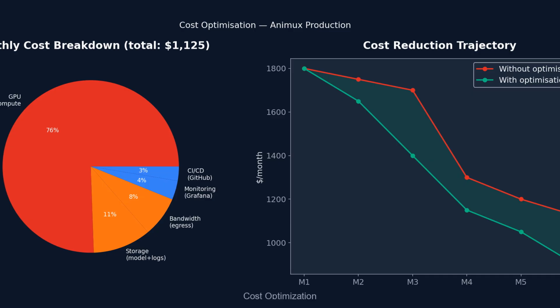When you audit your own deployment, start with GPU utilization. If that number is below 70%, you are paying for idle compute, and batching or auto-scaling adjustments will close that gap faster than any other change you can make.